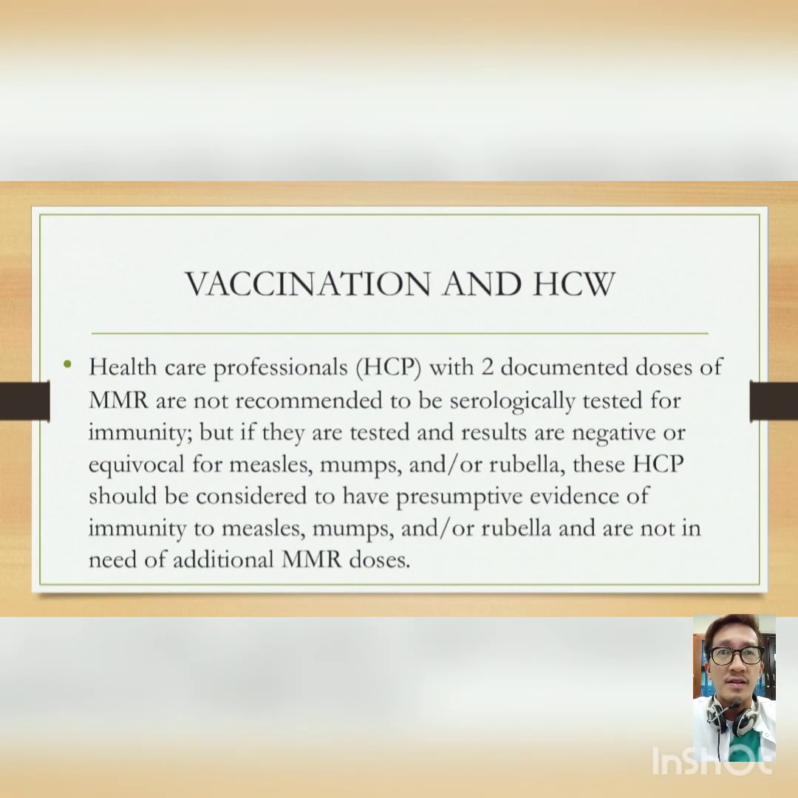Furthermore, healthcare professionals with 2 documented doses of MMR are not recommended to be serologically tested. Okay, there's no need for testing for immunity. But if they are tested and results are negative or equivocal for measles, mumps, and/or rubella, these healthcare practitioners or professionals should be considered to have presumptive evidence of immunity to measles, mumps, and/or rubella, and are not in need of additional MMR doses.